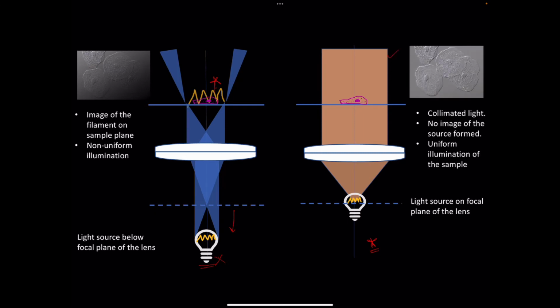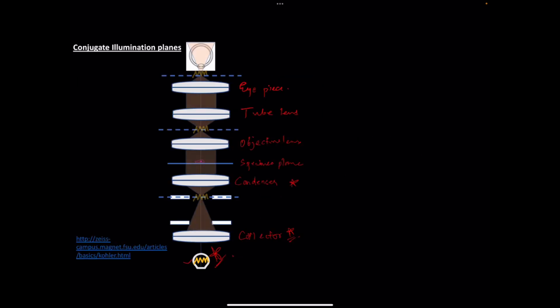How are you going to get that? Let's see. The collector lens and condenser lens together do the job. The collector lens basically takes the light from your light source, and it will focus the light exactly onto the back focal plane of your condenser lens. If this light is being focused on the back focal plane of the condenser lens, you are going to see the image of this filament on the conjugate focal plane, which is the back focal plane of the condenser lens.